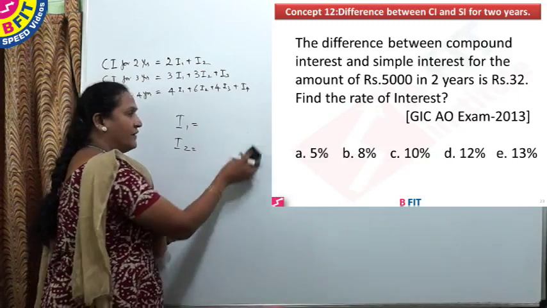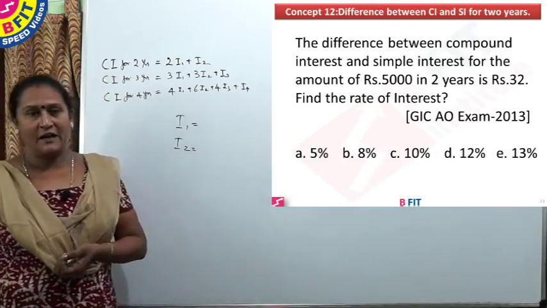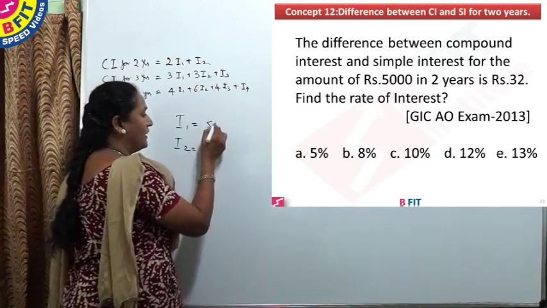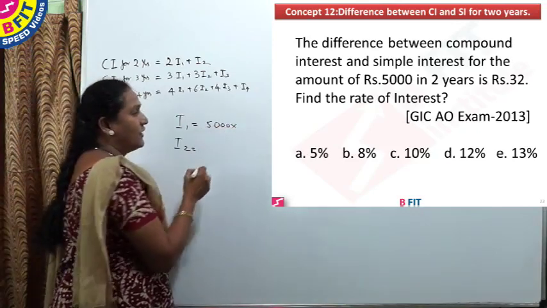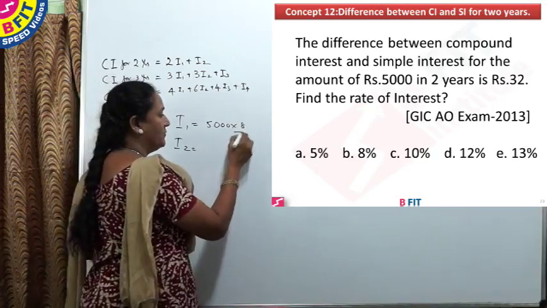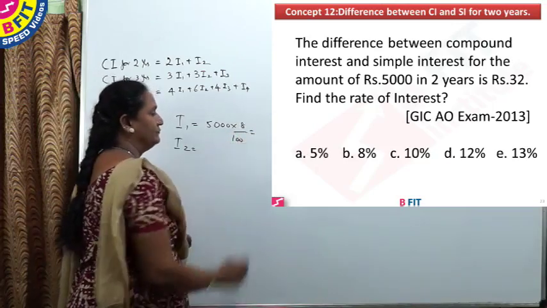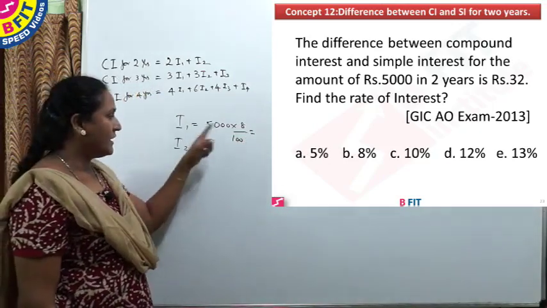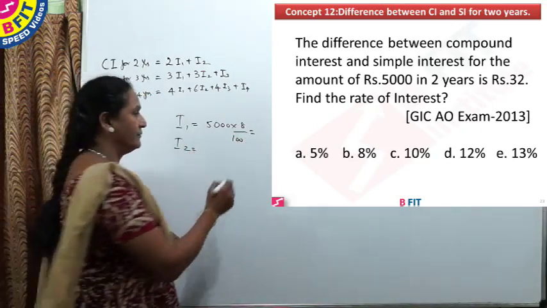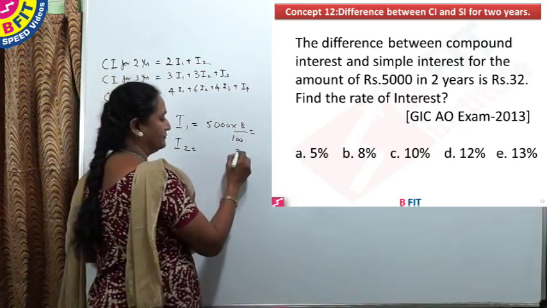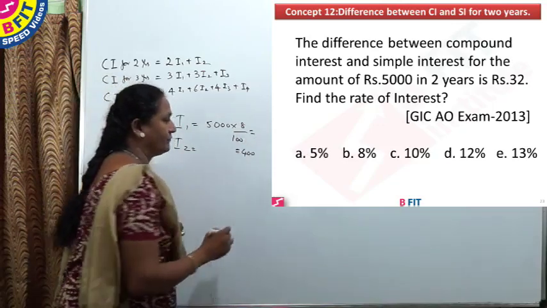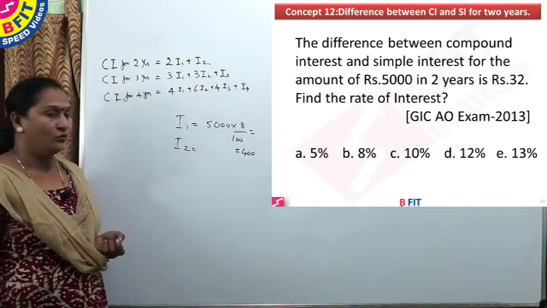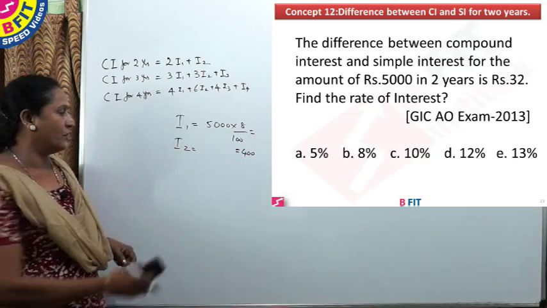To find the difference for CI and SI, we need to find I2. So we'll take 8% as the rate, and to find I1, 5,000 into 8 by 100. So what is 1% of 5,000? 50. So what is 8%? It is 400. And now we have to find this I2 to get the difference. So I1 is 400.